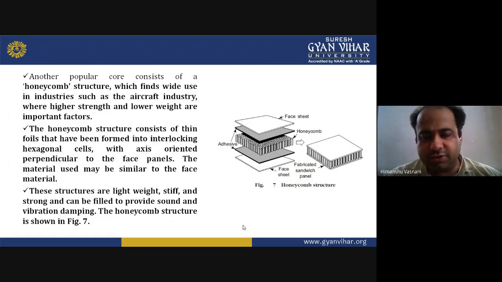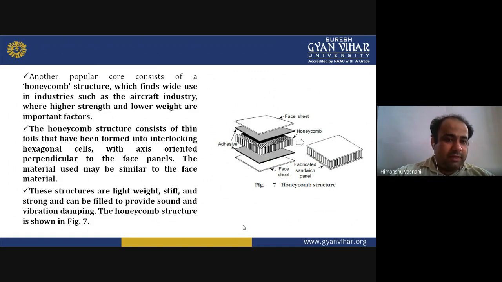What they say is, this honeycomb structure consists of thin foils that have been formed into interlocking hexagonal cells with axis perpendicular to the face panels. Now the material used may be similar to the face material. So these structures are lightweight, they are stiff, they are strong, and they can be filled to provide sound and vibration damping. You can see this structure in this figure also.